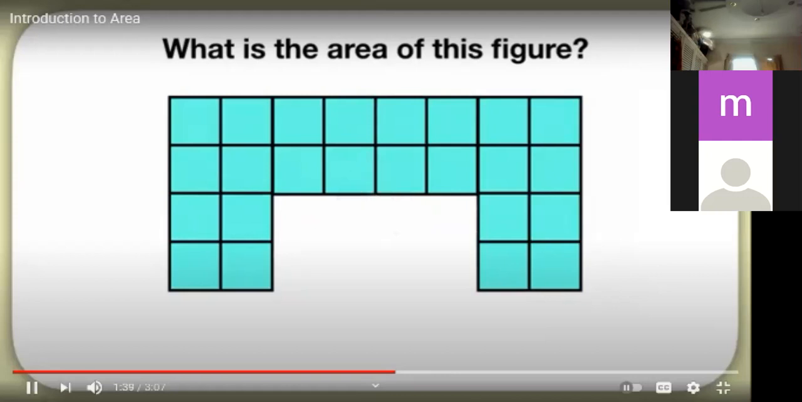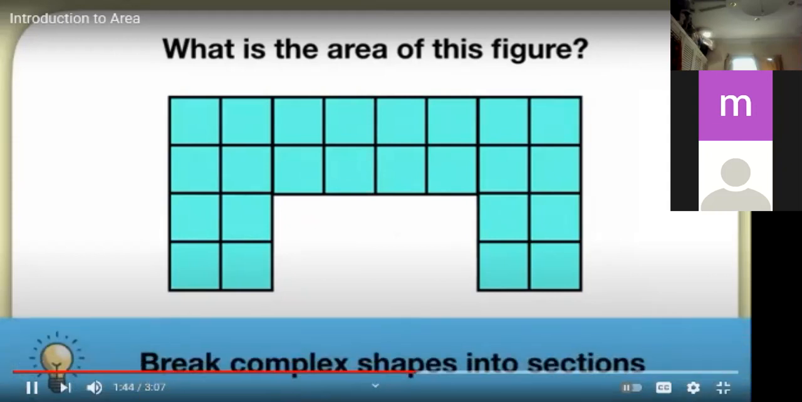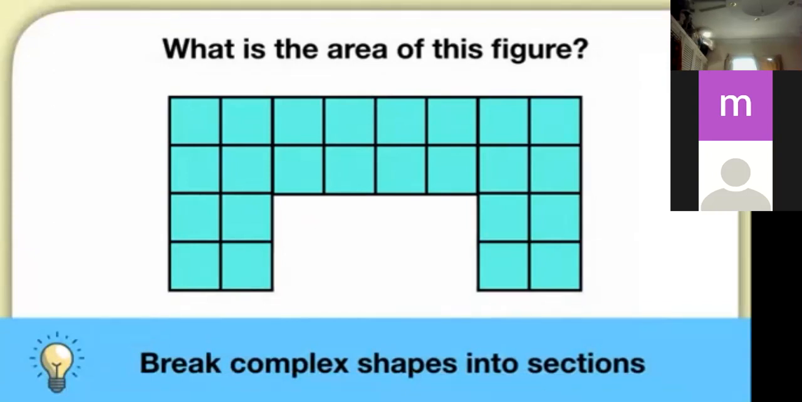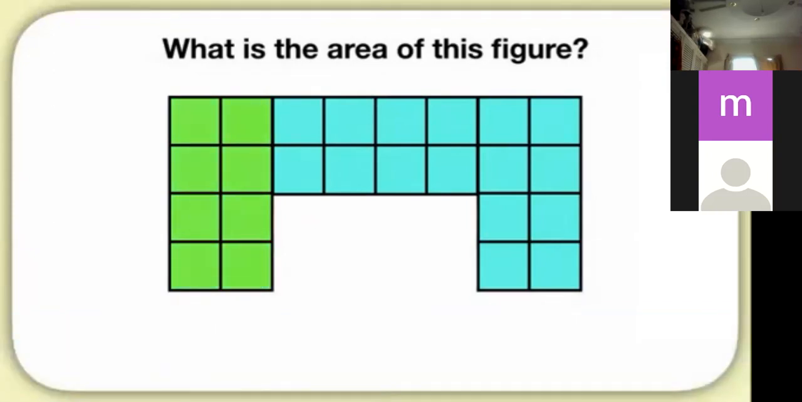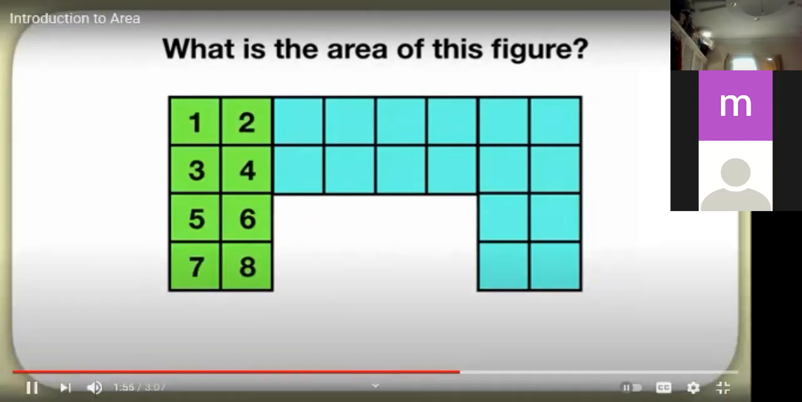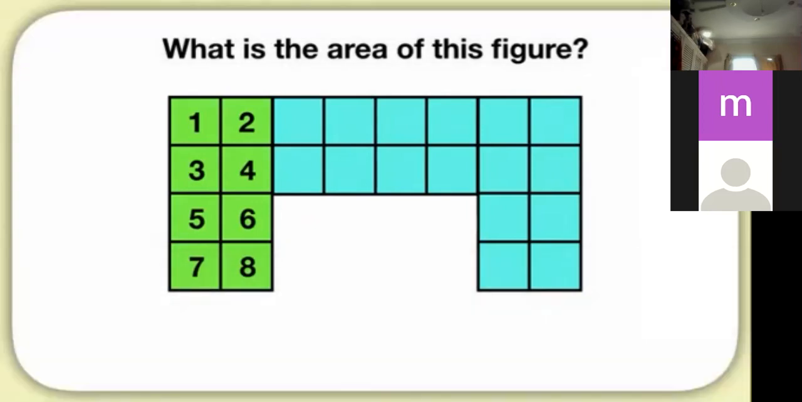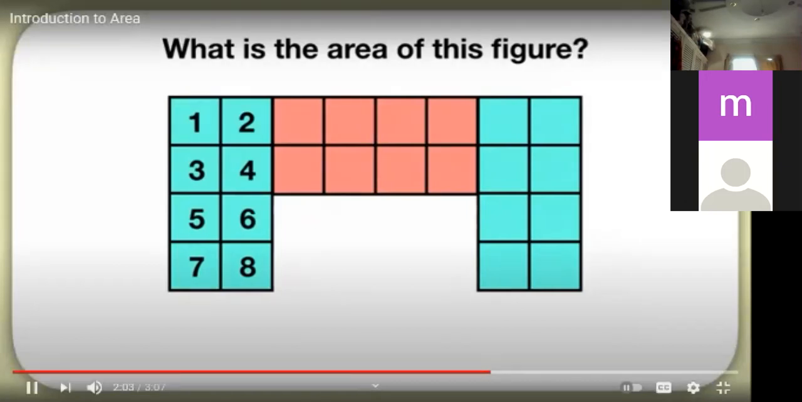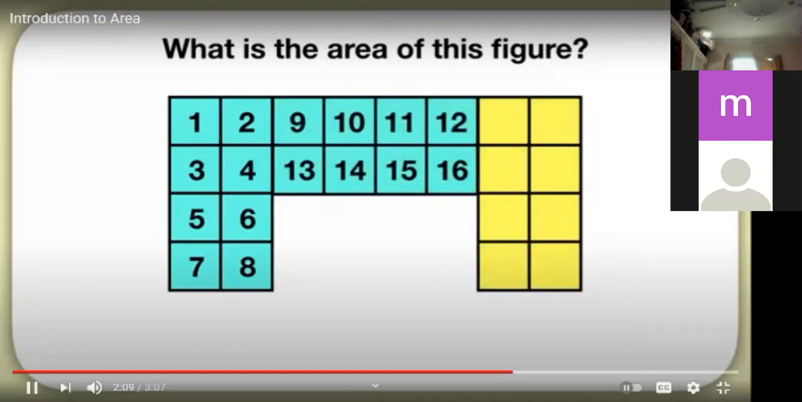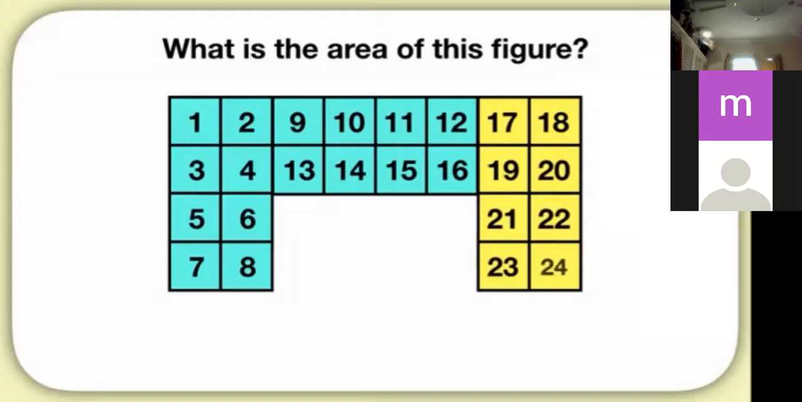Okay? Well, my advice when you're dealing with a complex shape like this is to break it into sections so it's easier to count. We could first focus on this green section right here. How many unit squares are in the green section? You can see there are 8 unit squares in the green section. Then we could choose to look at another section, like this one. How many unit squares are in the red section? You can see there are 8 more for a total of 16. Then we could count up this yellow section. How many squares in the yellow section? There are 8 more. And so when we put all of that together, we get that the area of this figure is 24 square units.